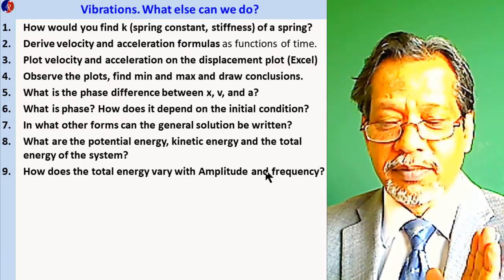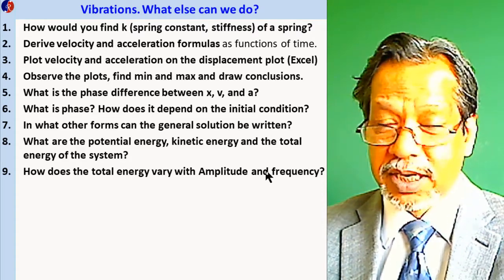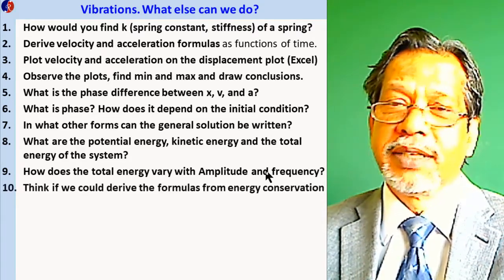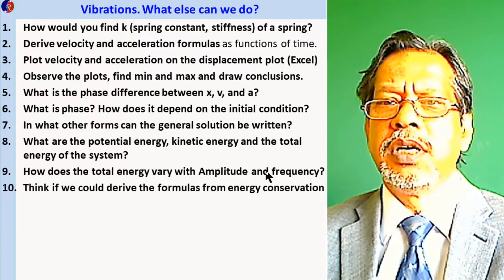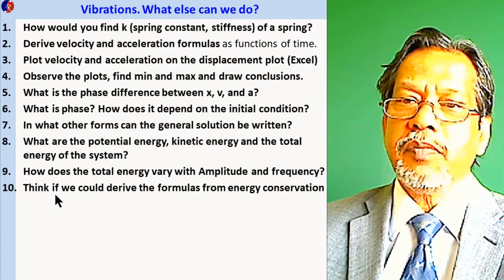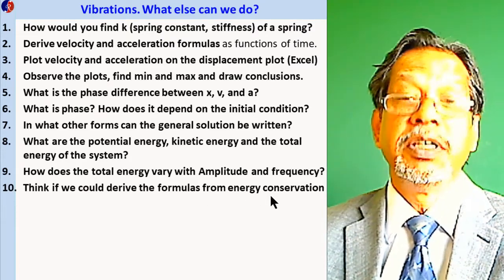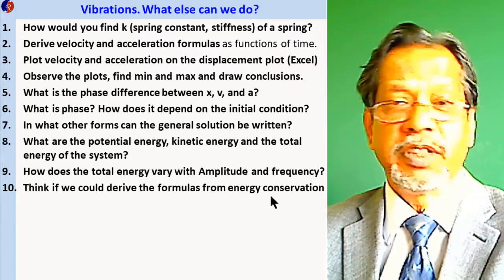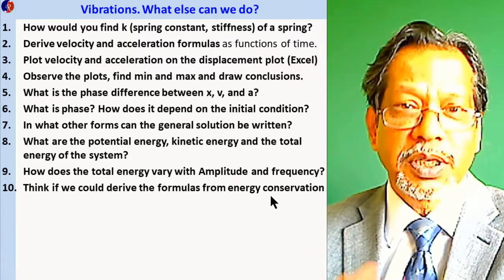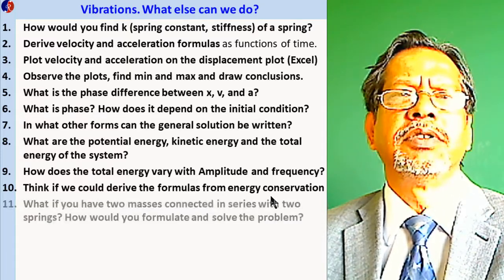Half mass times velocity squared is kinetic energy, etc. All right. Let them find out. How does it depend on the frequency and amplitude? Think. If you could derive the formula from energy conservation, it's possible probably. Go beyond what you are teaching, what's written in the textbook. Probably they'll learn that in the 10th chapter, but still give them some hints. Is it possible? Sure, it's possible.